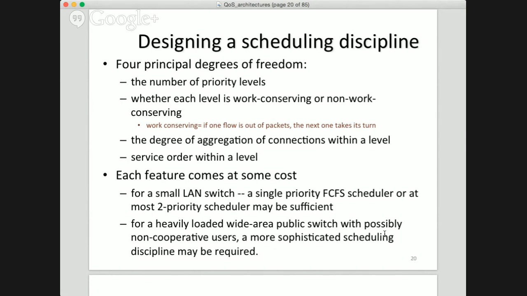Second, the degree of aggregation of connections within a level, within a priority level. Do I associate it to a single source destination pair? Do I associate it to all, let's say, video connections? How do I do it? This is, of course, one of the things I need to specify.